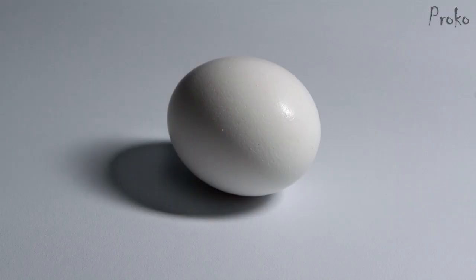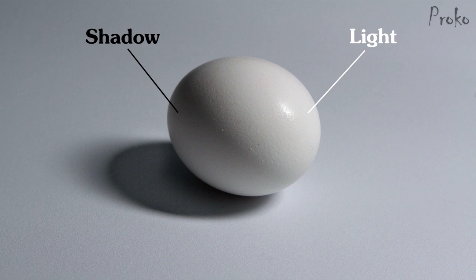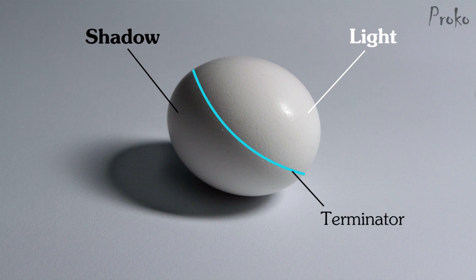There are two main zones, light and shadow. The edge where the form transitions from light to shadow is the terminator. It's located at the tangent between the light source and the form. In other words, just before the planes start to face away from the light.